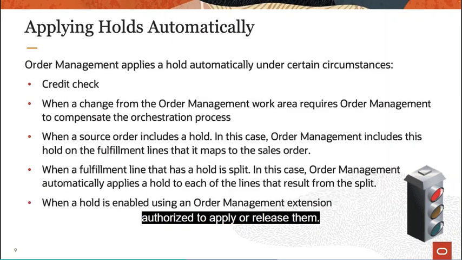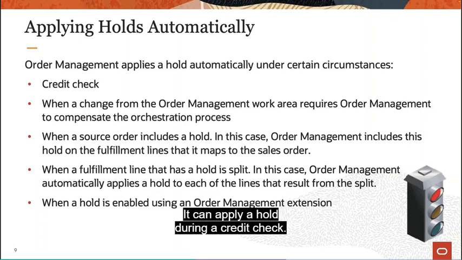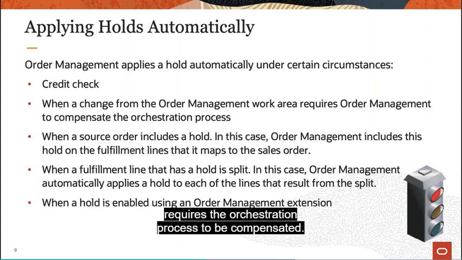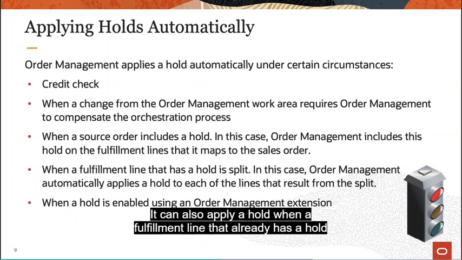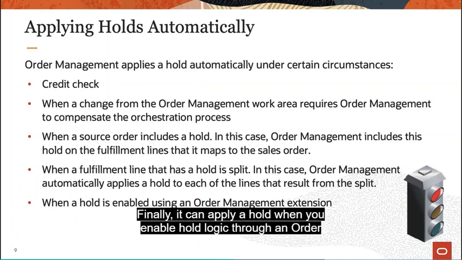Order management can also apply holds automatically in specific situations. It can apply a hold during a credit check. It can apply a hold when a change made in the order management work area requires the orchestration process to be compensated. It can apply a hold when the source order already includes a hold and then carries that hold over to the fulfillment line it maps to the sales order. It can also apply a hold when a fulfillment line that already has a hold is split because each resulting line inherits the hold. Finally, it can apply a hold when you enable hold logic through an order management extension.